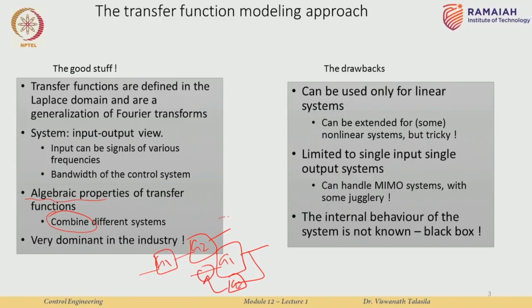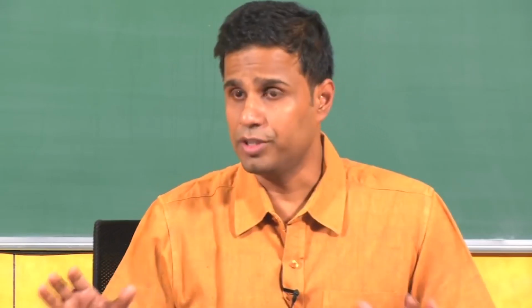And all these properties, I am able to combine these different blocks primarily because of their algebraic nature, all right. So it allows us to do a lot of very useful things by combining different blocks from different subsystems, and we can build more and more complex systems, right. And of course, as I said before, this is very dominant in the industry. You can take any advanced industry in the world today, transfer function modeling is the single most important aspect when we come to the control of any system, all right. So that is the good stuff.